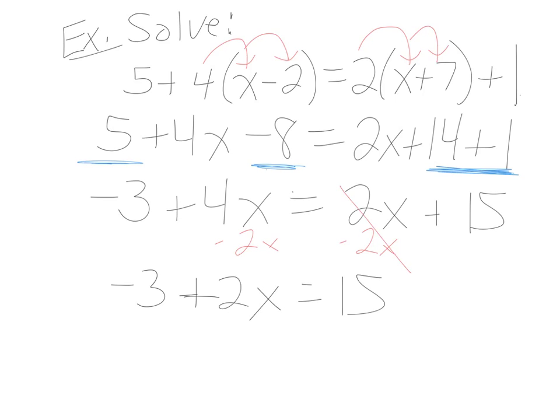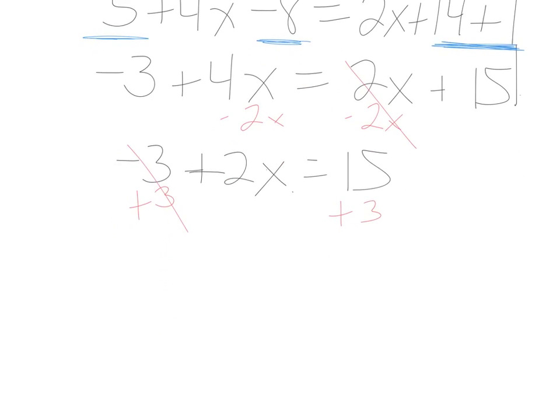I'm trying to get my x by itself. We always get rid of numbers that are added or subtracted before we get rid of numbers that are multiplied. So I want to get rid of the minus 3, I do plus 3. And whatever I do to one side, I have to do to the other. Now we have 2x equals 18.